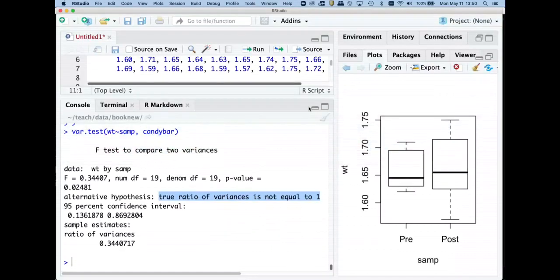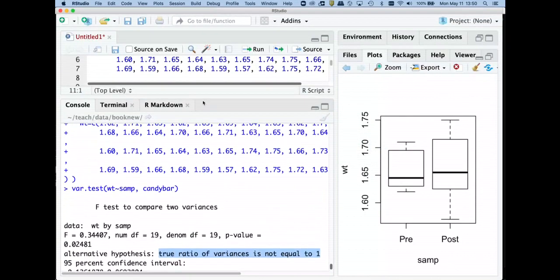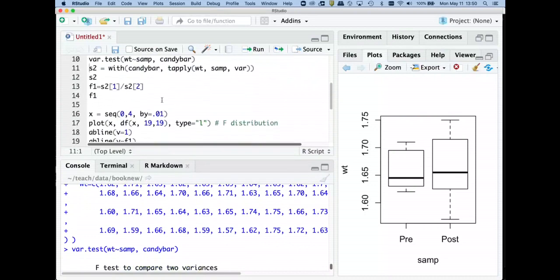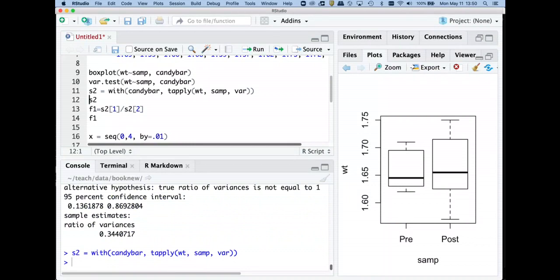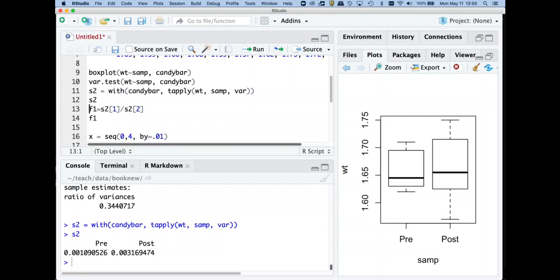So if we go back to the course packet, I thought I would not just look at what these variances are. Let's just go compute them. I did this with a tapply command. You could also use dplyr with a group by, but the tapply makes this a little bit more convenient because I get an array with the two results. So these are the two sample variances. I called this object S2 because this is the sample variance of the post group.